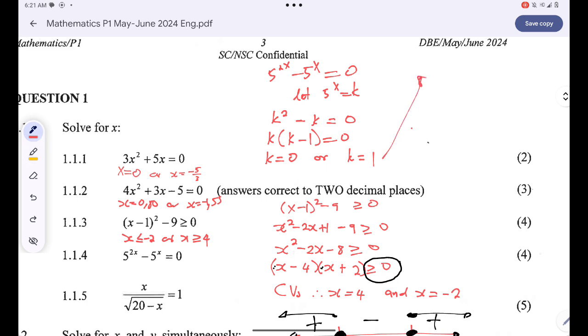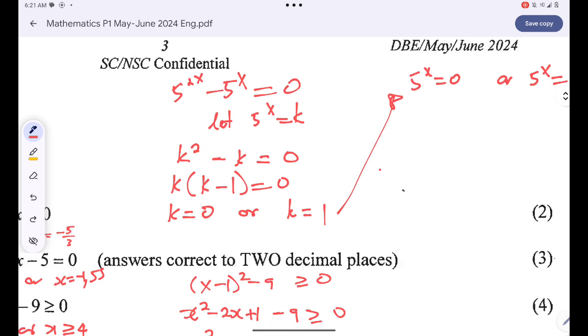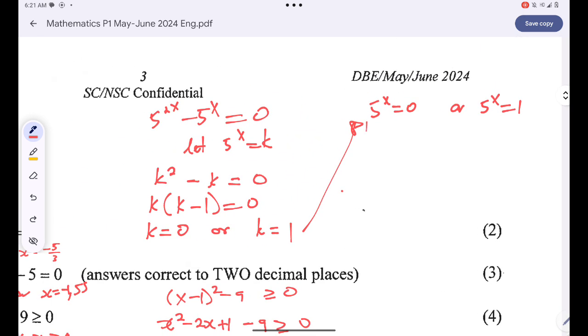So I'll just continue over there. Whenever I come across k, I'll substitute 5 to the power x back. This would give me 5 to the power x equals to 0, or 5 to the power x to be equals to 1. There is no solution over there, guys. There's no value of x that I'll substitute at the exponent and get an answer of 0. So that's why there is no solution.